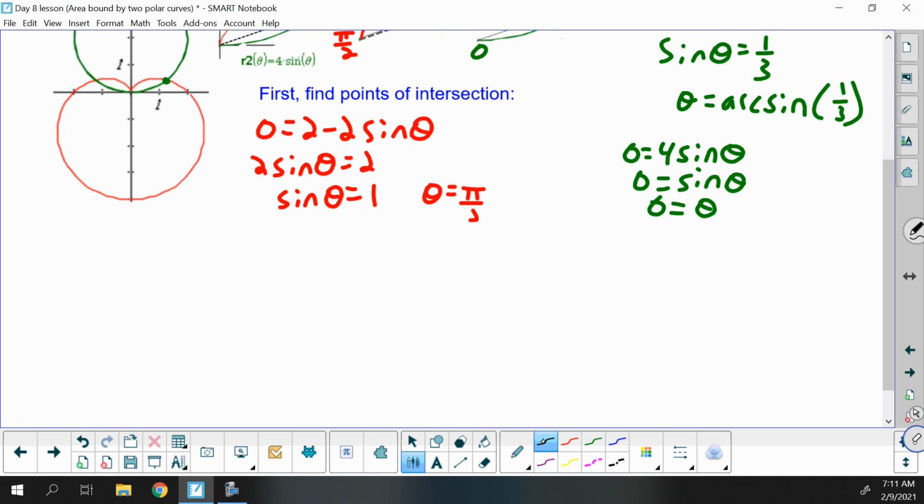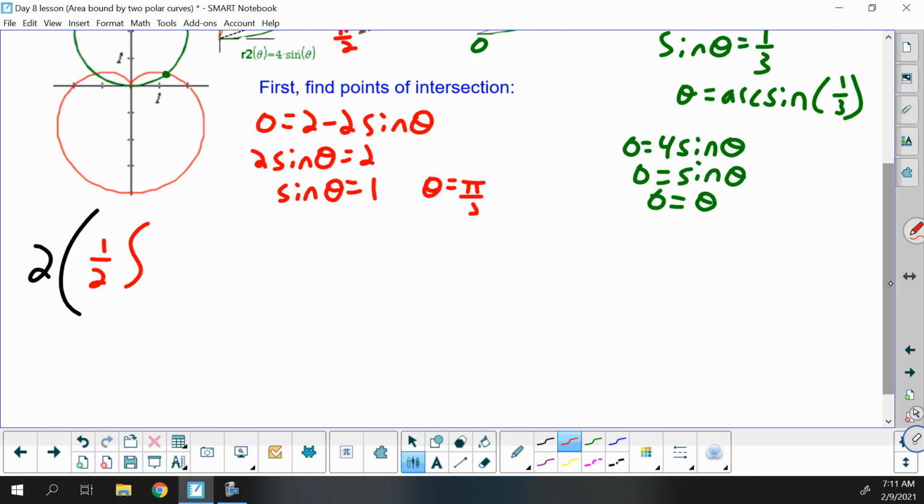So we're going to have 2 parts, so we've got to double it. First we'll have our red part. So our area between polar curves will have 1/2. We're going to be doing the integral. Again, the red part's going from, sorry, from the arc sine of 1/3 to pi over 2. Then we've got our radius squared d theta. In this case, our radius was 2 minus 2 sine theta.